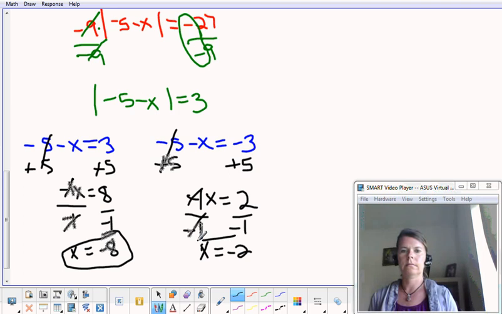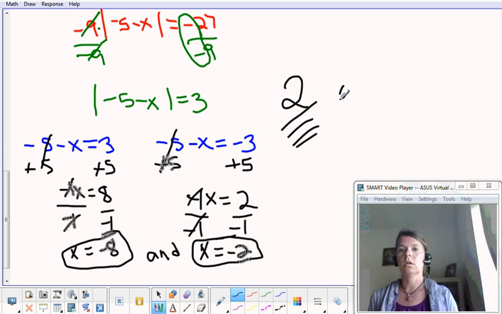And that's the end. Again, go back, check your answers. And remember, when you're doing absolute value, how many answers should you get? 2 or none. No solution.